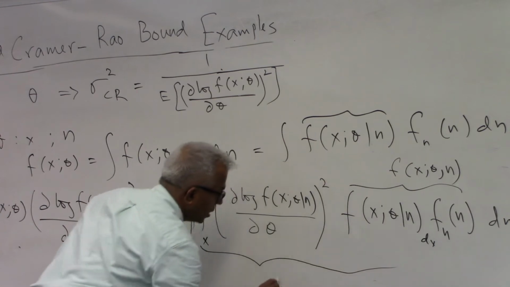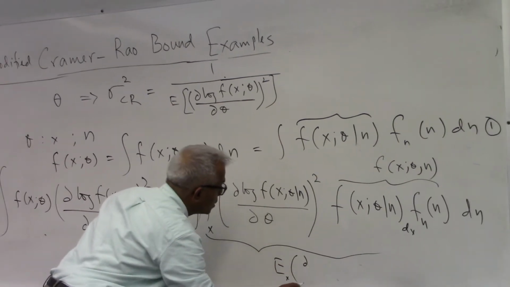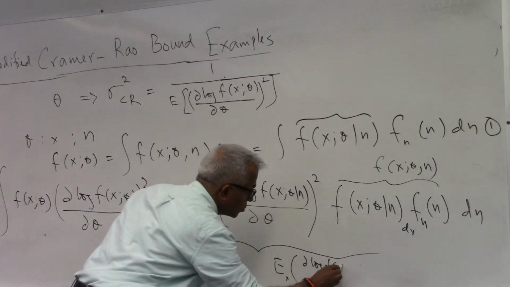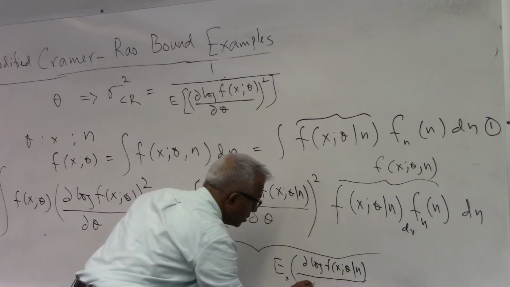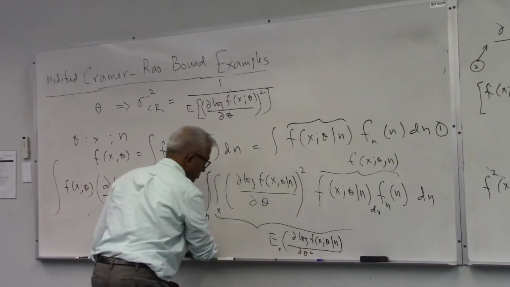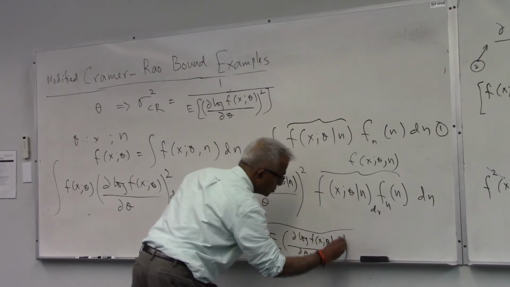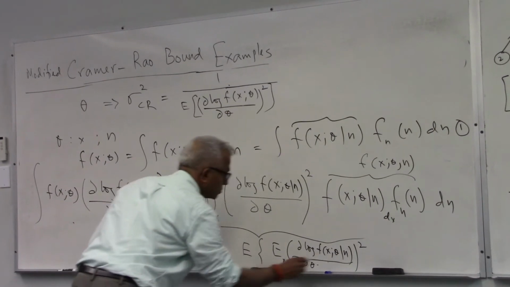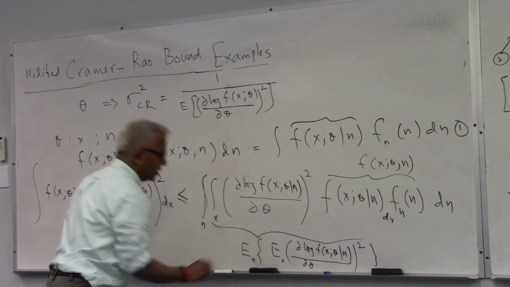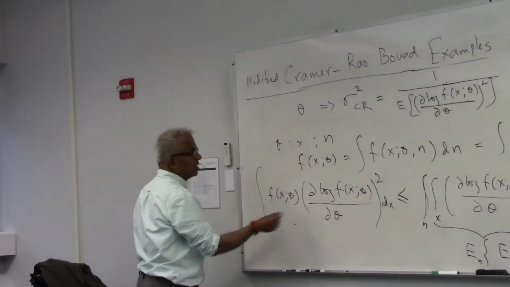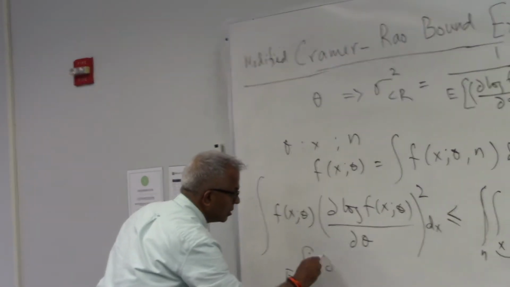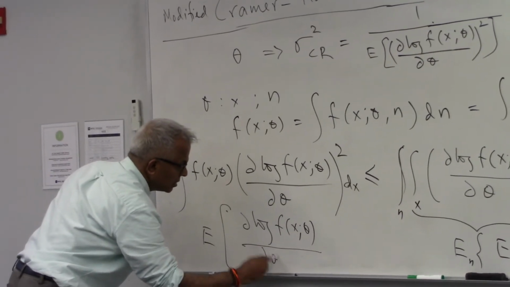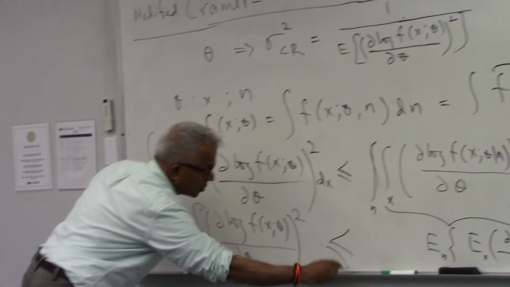So this term is an expected value on x, with the conditional density function, of d log f of x comma theta given n, d theta, squared, and then multiplied by f of n. So that's going to be another expected value. Just to remind you, the second expected value is on n, and this is just the regular expected value of d log f of x comma theta d theta squared. So you get this last inequality.